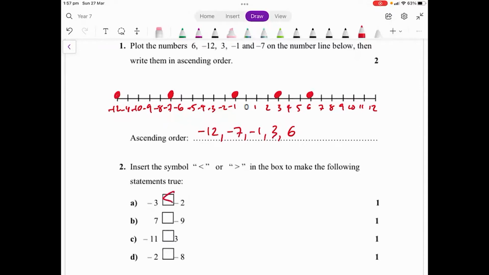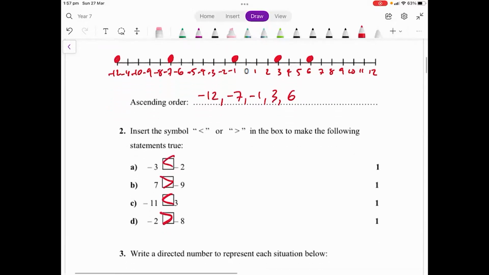I like to think of these as arrows, and they always point to the smaller number. That is the number that is further left on the number line, which is shown in question 1. Question 2a, -3 is further left than -2, so the arrow points to -3. For B, -9 is further to the left, so the arrow points to -9. For C, -11 is further to the left, so the arrow points to -11. And for D, -8 is further to the left, so the arrow points to -8.